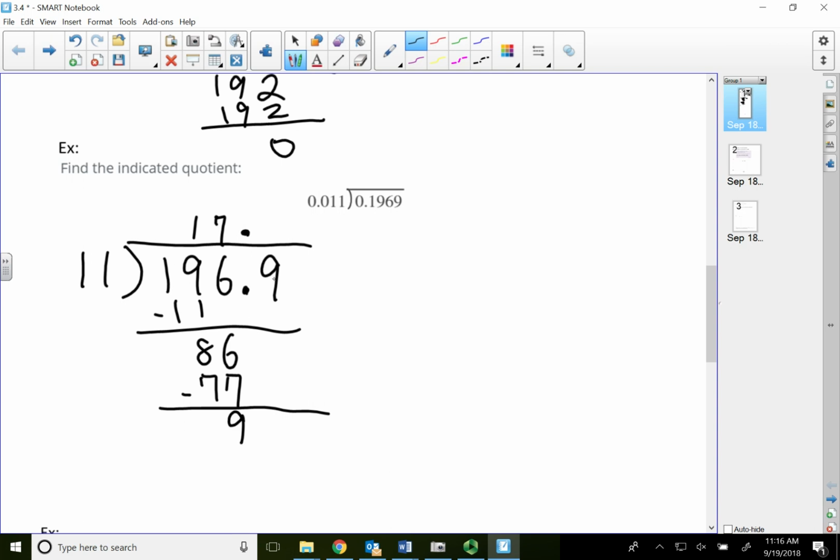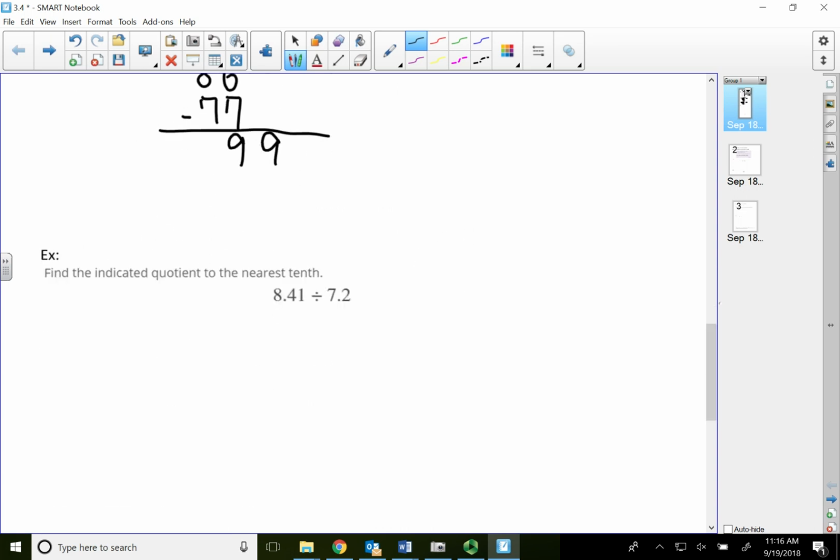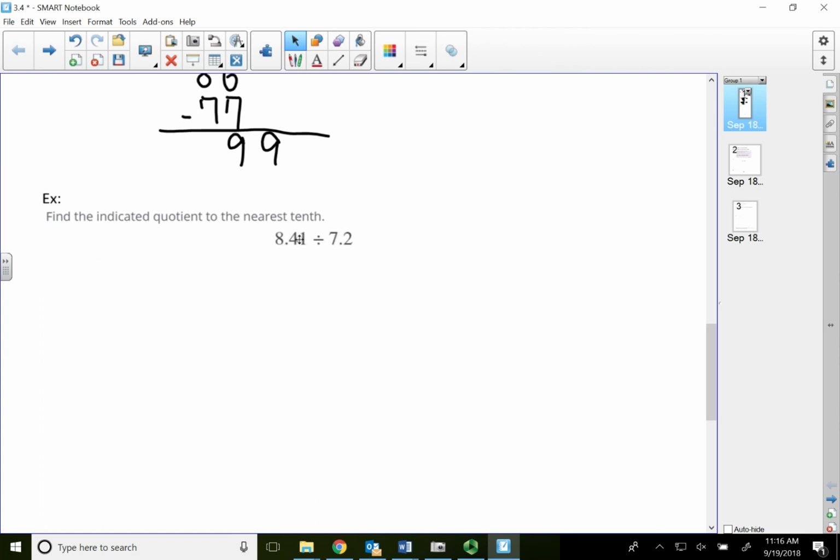All right. I'll bring down the 9, so that will be exactly 9 times. So my answer is 17.9. All right. Now this one wants me to round to the nearest 10th.